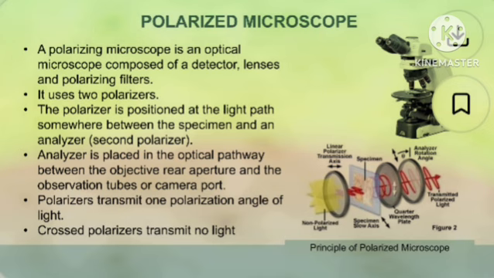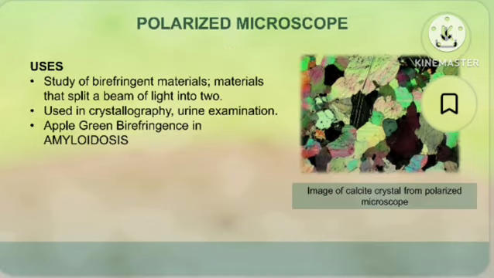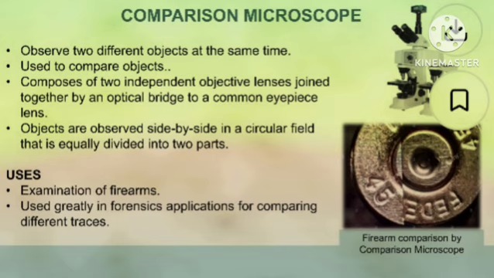Okay, what are the uses of the polarized microscope? It is used to study birefringent materials that split a beam of light into two. Amyloidosis is also studied. And next, the inverted microscope will be used in metallurgy.